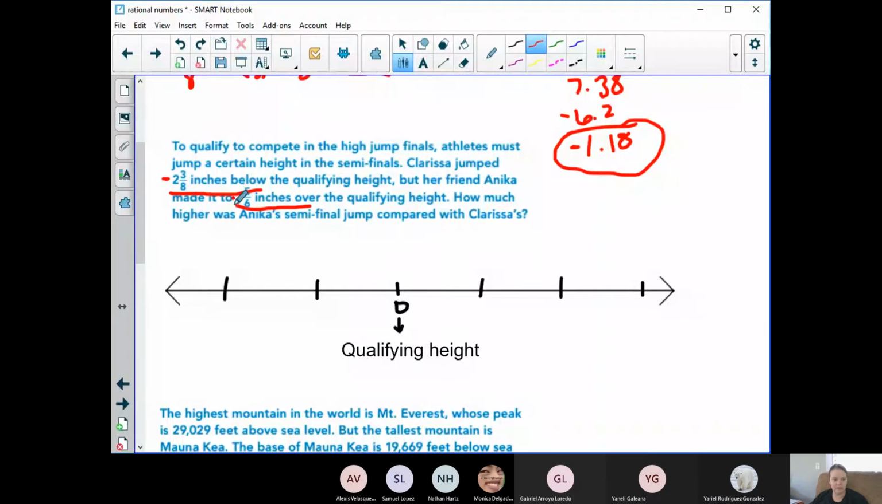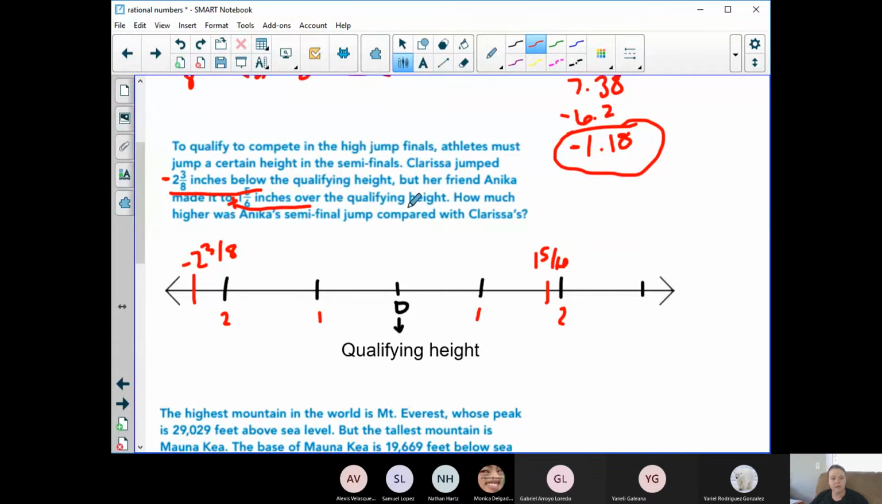Right, this is going to be a positive. It's not going to be exact, but negative 2 3/8 would be about here, between 2 and 3. Positive 1 5/6 would be almost 2. So 1 5/6.